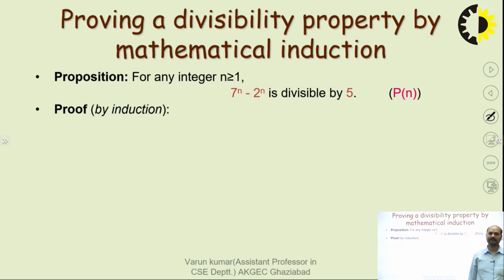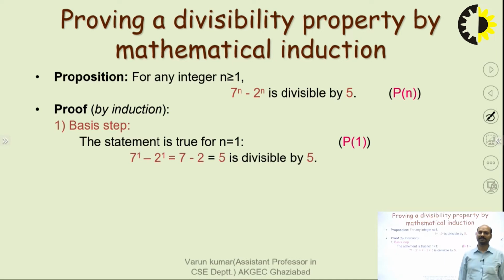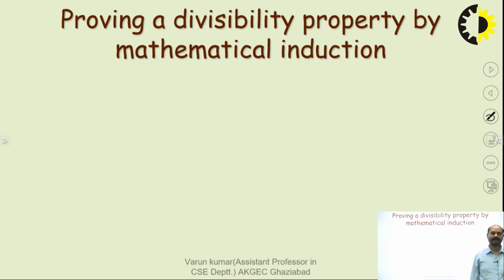For the basic step, we substitute n equal to 1, that means 7^1 minus 2^1, which becomes 7 minus 2, that becomes 5. 5 is divisible by 5. It means if we take 5 mod 5, the result becomes 0. Then the inductive step: we assume that for some value of k, this particular function is true.